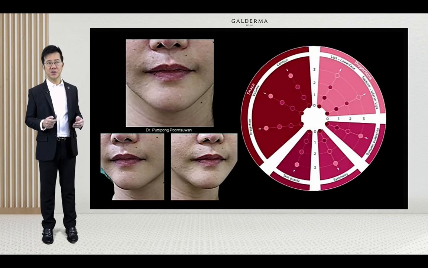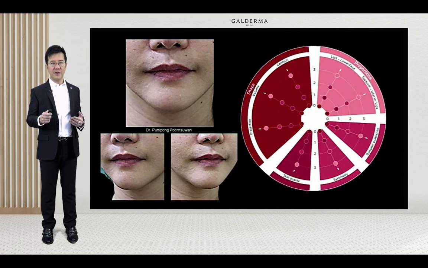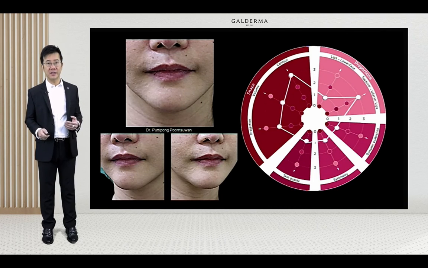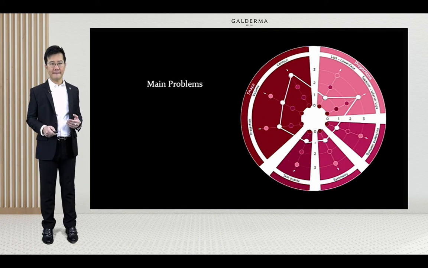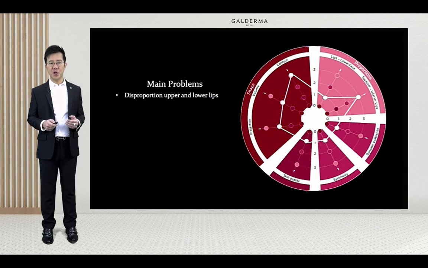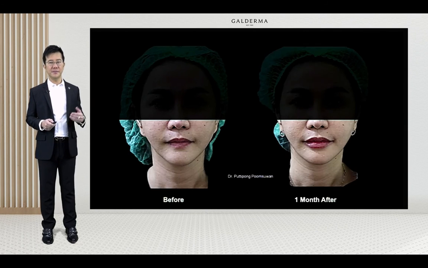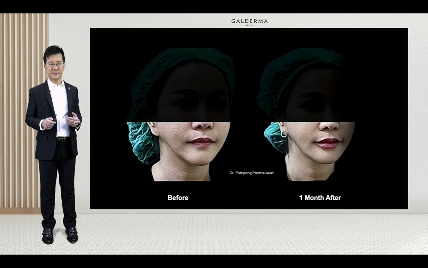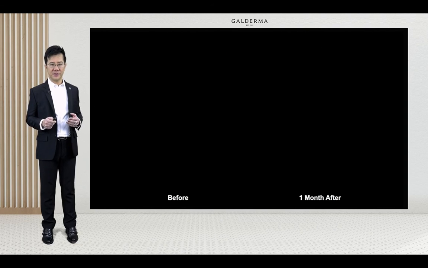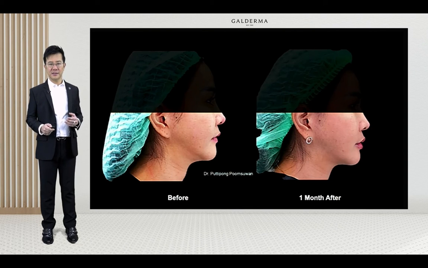Again, I use the perioral assessment scale to identify the problem. The main problem that we found and we should focus on for her are disproportion of the upper and the lower lips, contour, volume and projection. And this is before and 1 month after. Oblique view and the profile view.